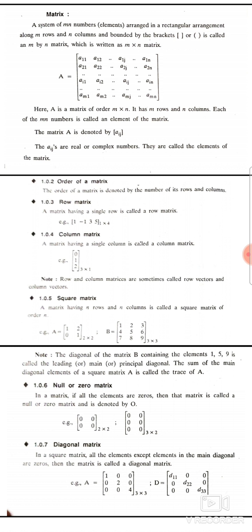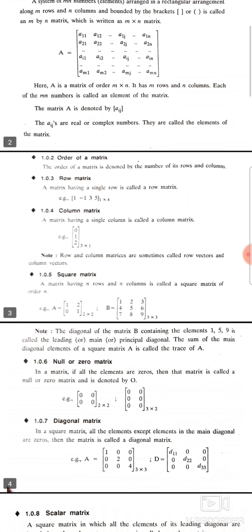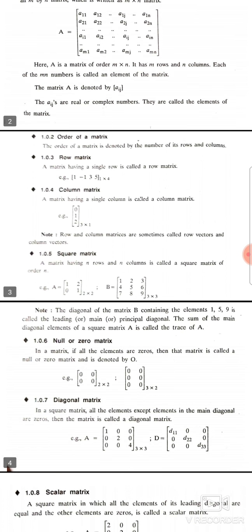Square matrix. A matrix that has n rows and n columns is called a square matrix of order n. Example: A is a 2×2 matrix, B is a 3×3 matrix. Note: the diagonal of the matrix B containing the elements 1, 5, 9 is called the leading or main or principal diagonal. The sum of the main diagonal elements of a square matrix A is called the trace of A.